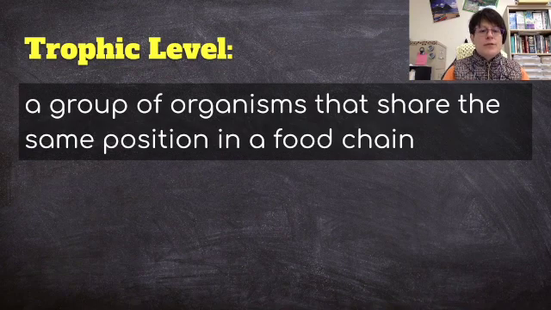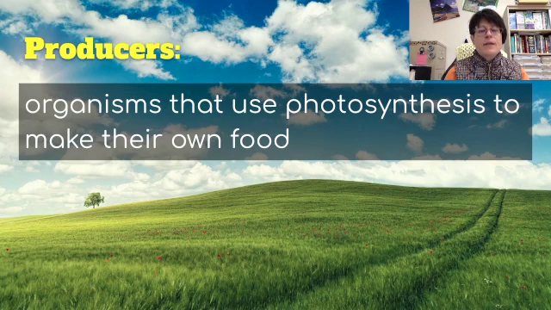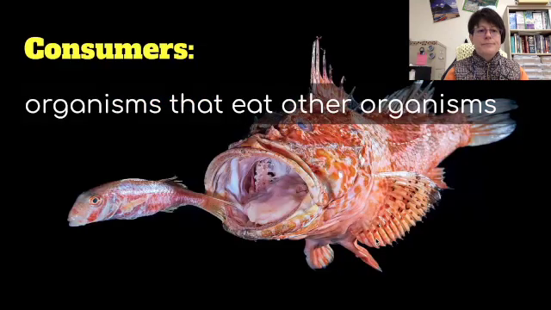A trophic level is a group of organisms that share the same position in a food chain. So let's take a look at that. We have in our food chain producers. These are the organisms that use photosynthesis to make their own food. So these are our plants, and that is the first trophic level. Above the producers are consumers, and these are organisms that eat other organisms. And there are many trophic levels of consumers, as we are going to see.